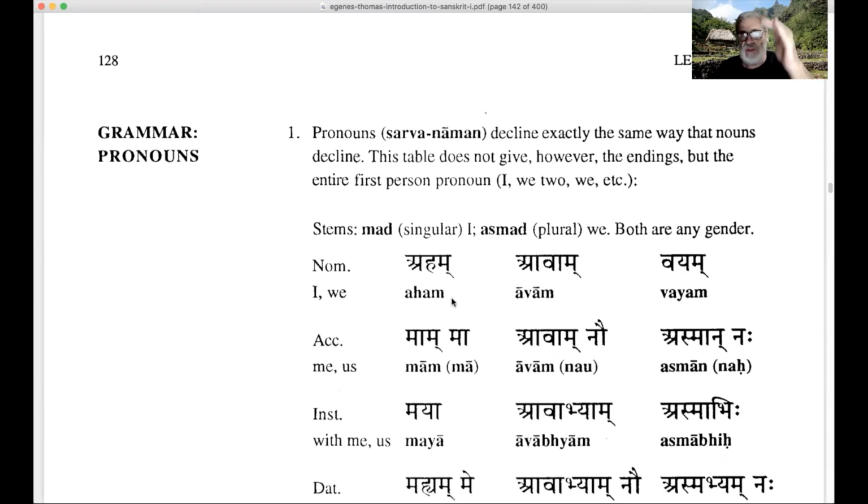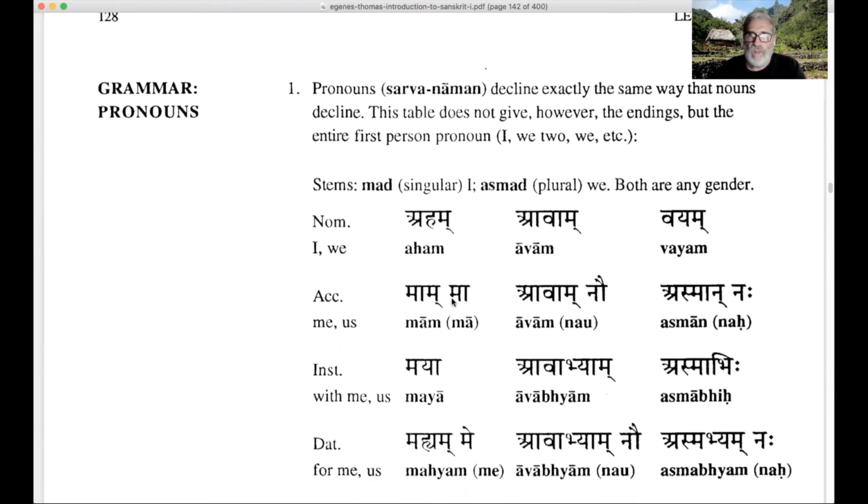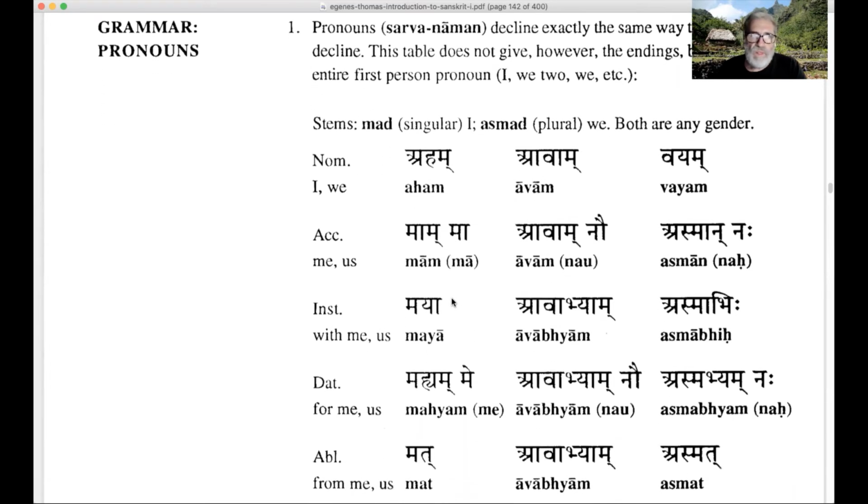We know the nouns that we've learned so far: masculine A-ending nouns and neuter A-ending nouns, right? So we've learned Rama, Ramau, Ramaha, and we've learned Patram, Patre, Patrani, right? So we've learned these different types of nouns. Now we're going to learn pronouns, and they have to be declined in exactly the same way that nouns decline. This table does not give the endings, however, but the entire first person pronoun, I, we, etc.